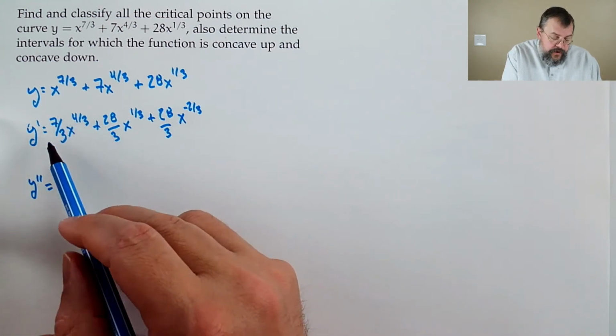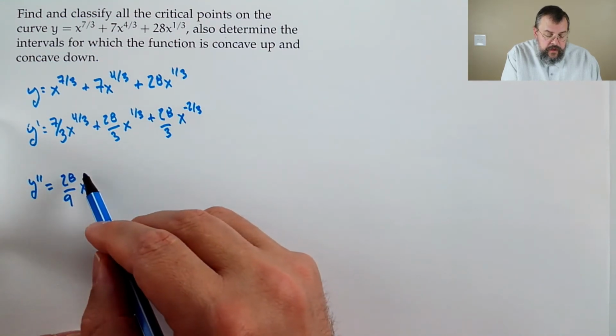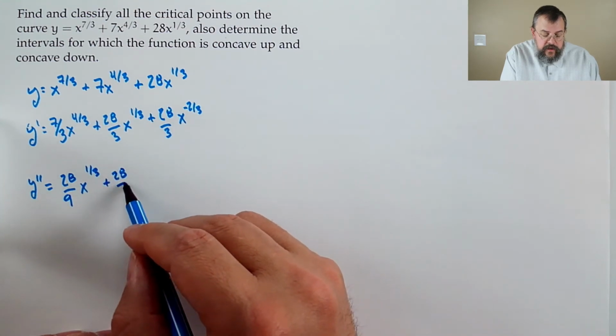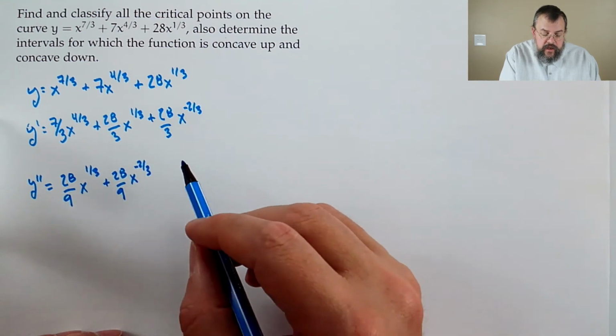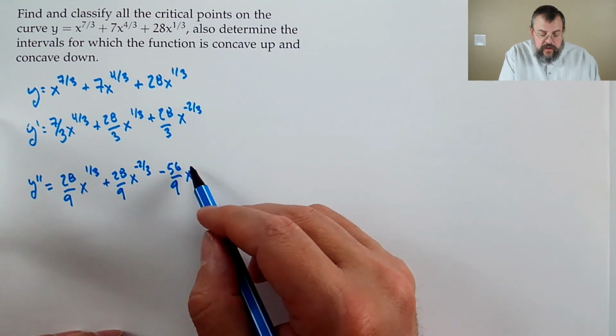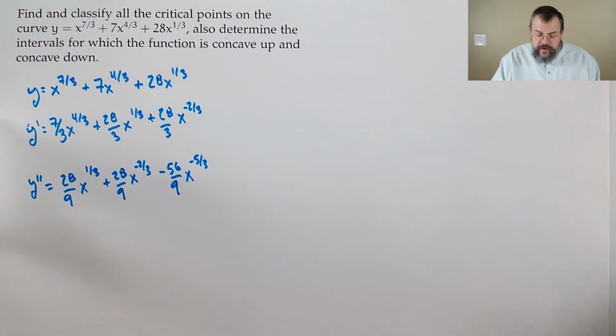All right, so the 4/3 comes down: 28/9 x to the 1/3, then 28/9 x to the -2/3, and then minus 56/9 x to the -5/3. Okay, I see some factoring in our future. Let's start with our critical points. That means we really need to get a better handle on y prime.